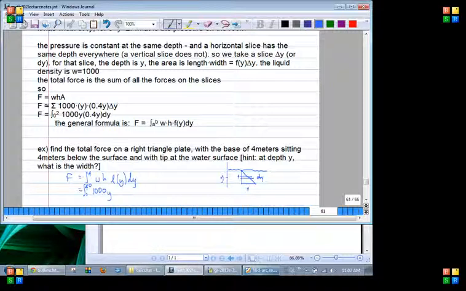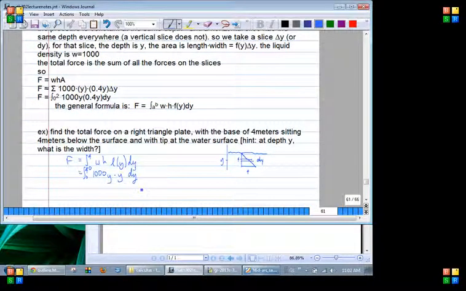So I'm asking you, when the depth is 0, what's the length across? 0. When the depth is 4, what's the length across? 4. So take a crazy guess. When the depth is y, what do you think the length across is? It's y, because it's y equals negative x. So there you go.